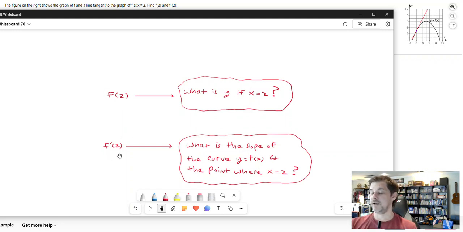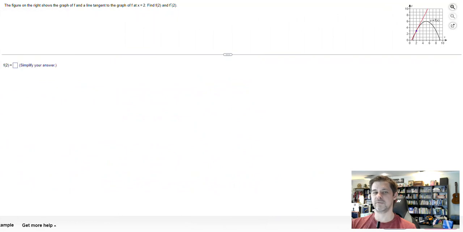Then f prime of 2 means this. It says what's the slope of the curve at the point where x is 2. So one is just asking me to identify the point in terms of the x and y coordinate, and the other one is what's the slope of the curve at the point. Okay, so let's see if we can do both of those.